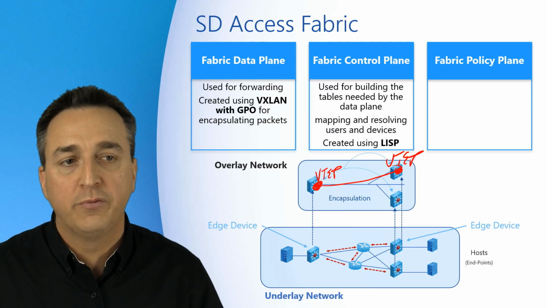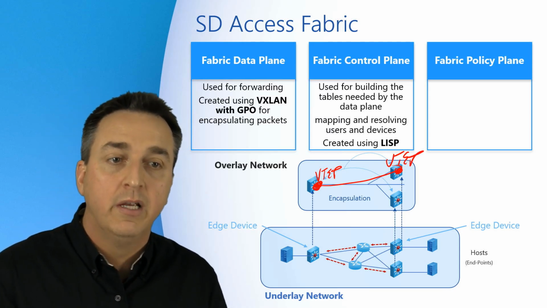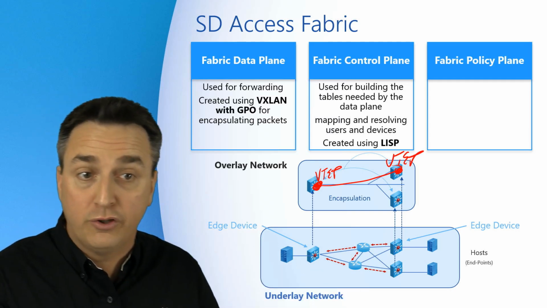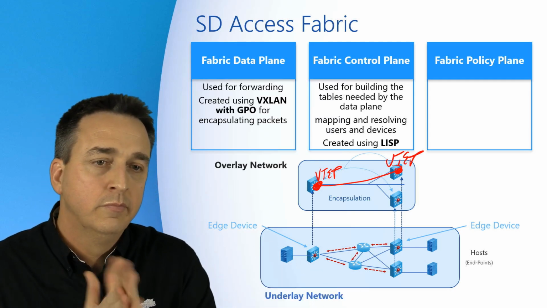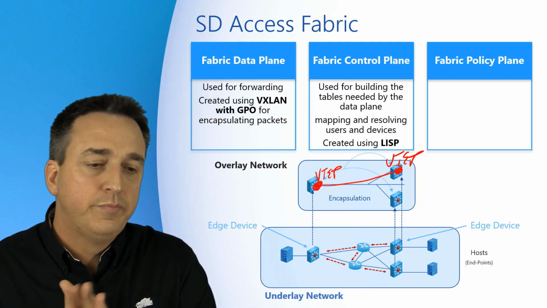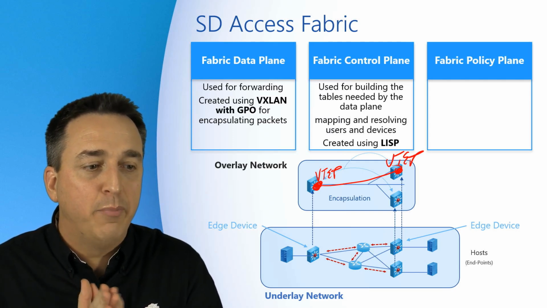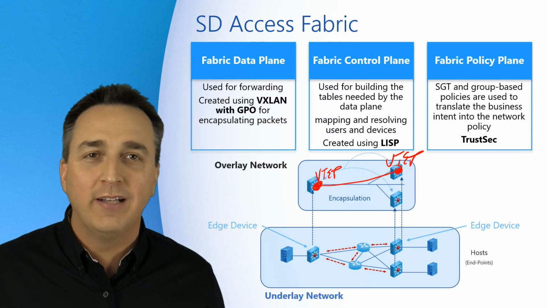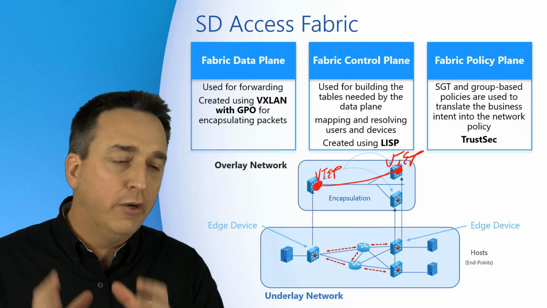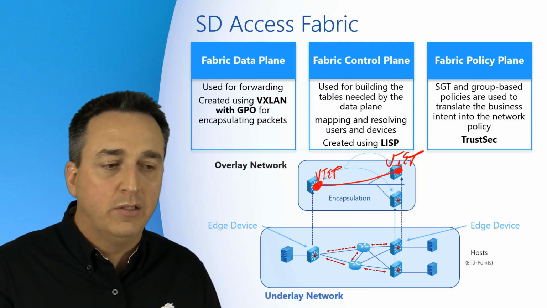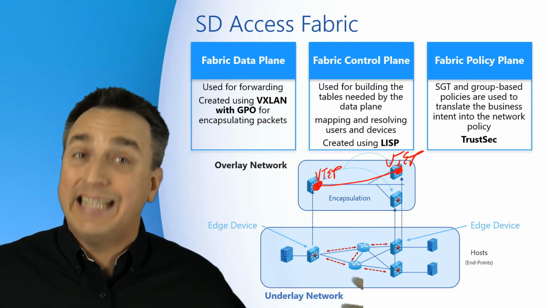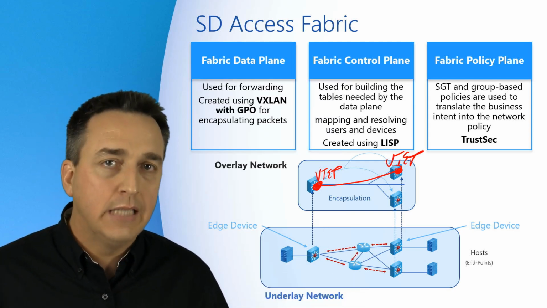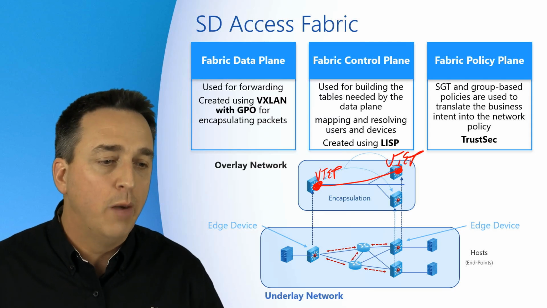So Lisp is going to be used for what? Mapping and resolving endpoints. VXLAN is going to be used for building the tunnels and encapsulating the traffic. And then the Fabric policy plane, you've seen this word already today, TrustSec. Security group tags and group-based policies are used to translate the business intent into the network policies. So we use TrustSec and Identity Services Engine to accomplish that.